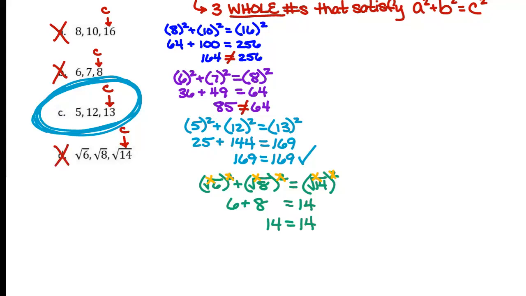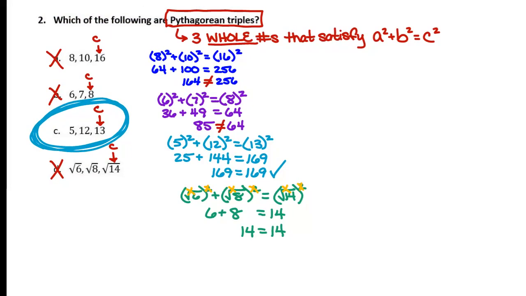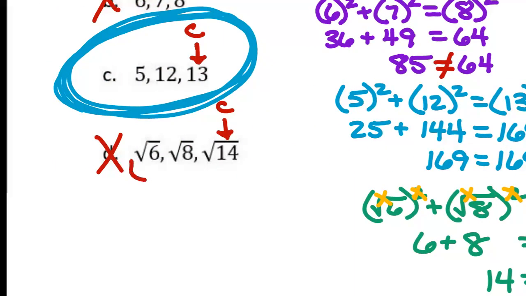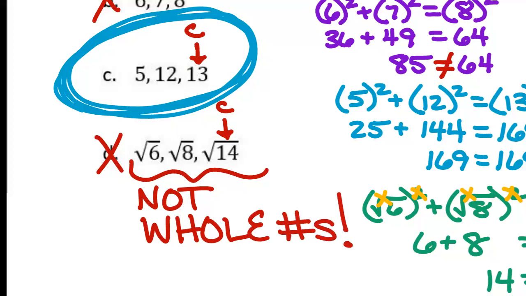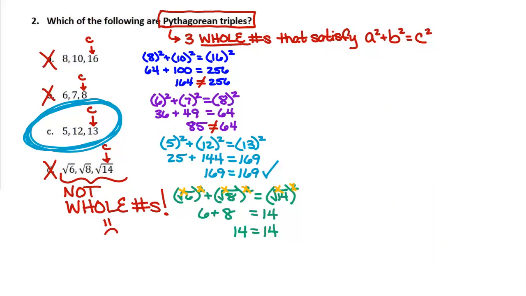Good question, yes. What'd you say? They're not whole numbers. To be Pythagorean triples, we have to have 3 whole numbers. Square root of 6 on the calculator is not a whole number. Square root of 8 is not a whole number. Square root of 14 is not a whole number. These are not whole numbers. If they're not whole numbers, can't be a Pythagorean triple.